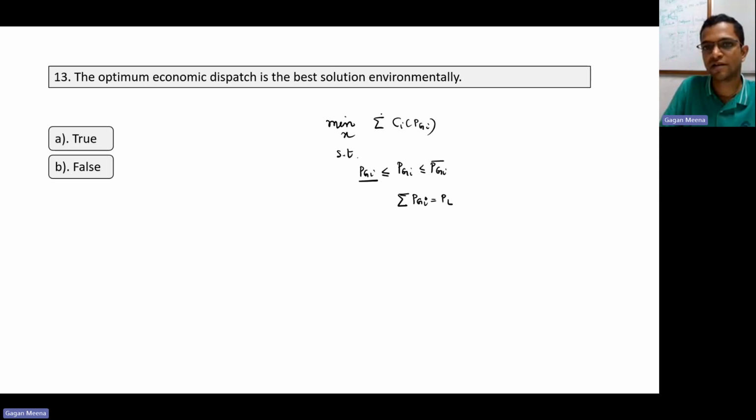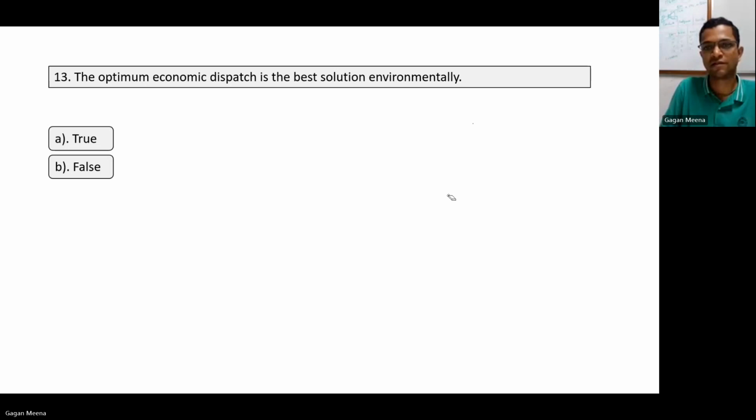Here this cost function is for the generation, not for emission. You can include that also, it will become multi-objective, but here this has nothing to do with the environmental aspect, the emission aspect, because we are not factoring emission cost into this formulation. The optimal economic solution may not always be the best. Certainly it will not be.